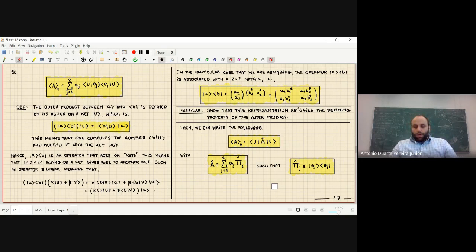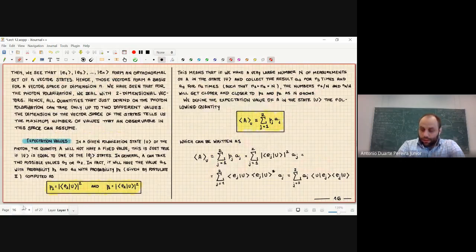Then there is another question by Prince. Can you tell us how to find the AJ? So AJ, you mean this, where it appears? So it appears here, right? So AJ are the possible values that you can measure given an observable A. Hopefully today I'll answer your question, how you extract the values AJ, okay? So this is something that we did not see yet.